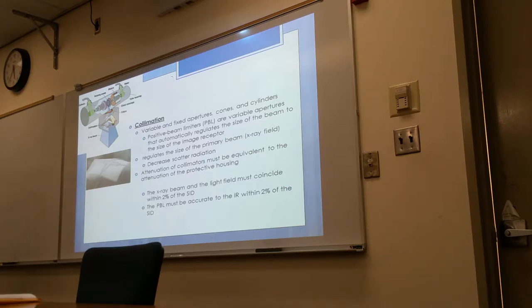Now, this aperture automatically regulates the size of the beam to the size of the image receptor. So when you place a 14 by 17 image receptor in the bucky, the collimating field is exactly that size, 14 by 17. It's called a positive beam limiter because it won't allow you to go larger than the size of your image receptor. It is a safety feature. That is the main feature of a PBL. Now, can you go smaller than the size of the image receptor? Yes, but you can't go larger than that.